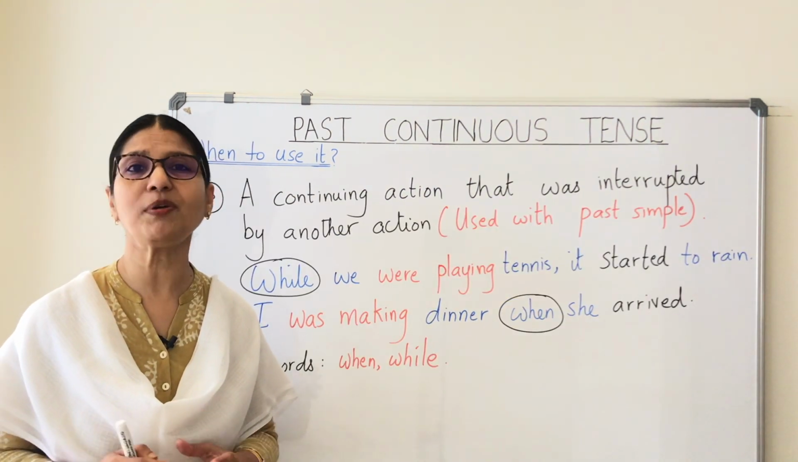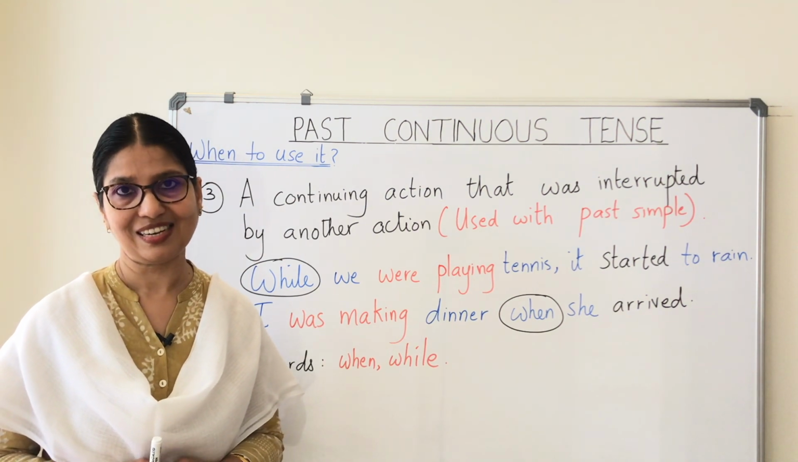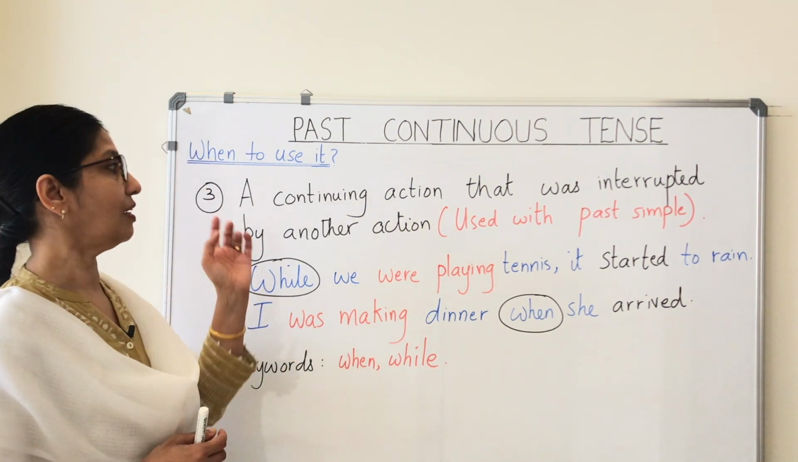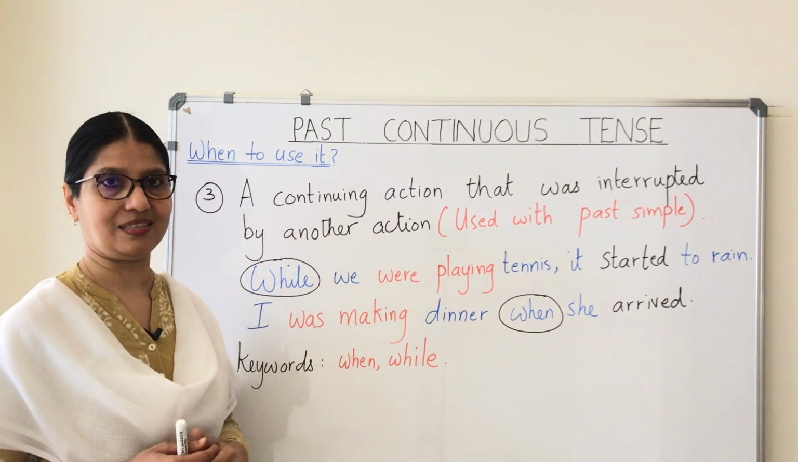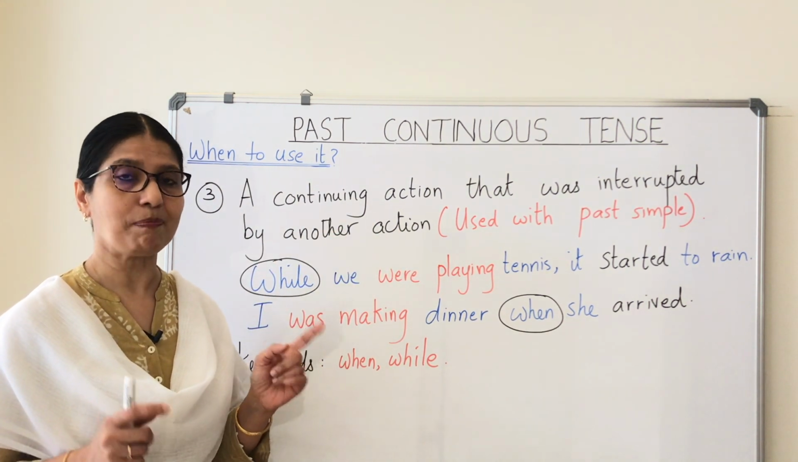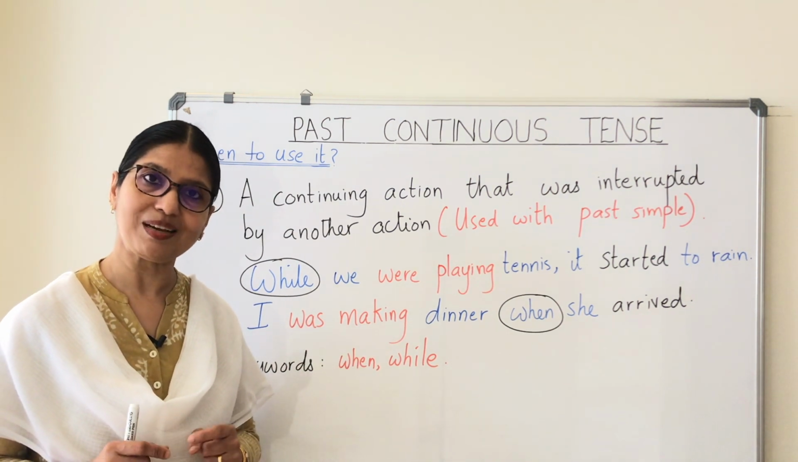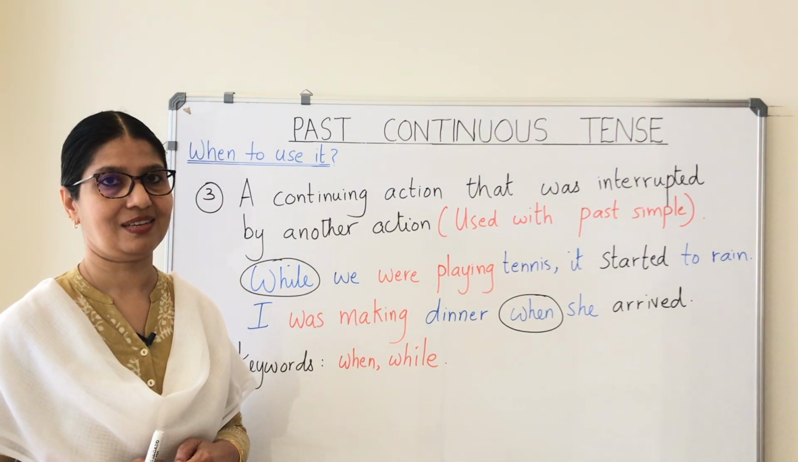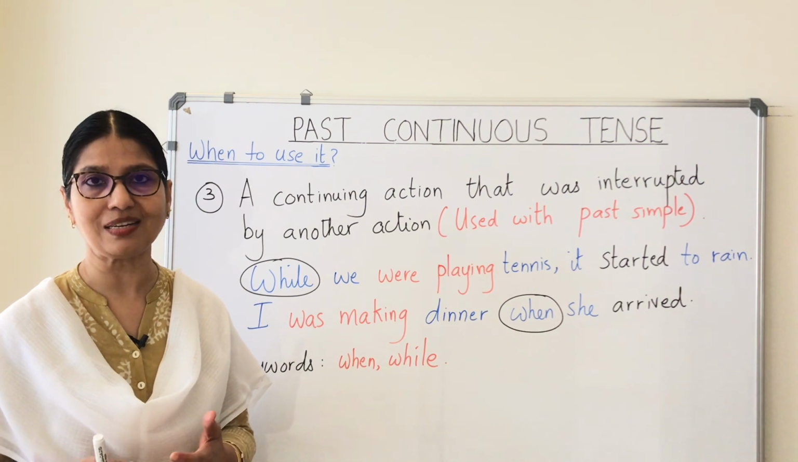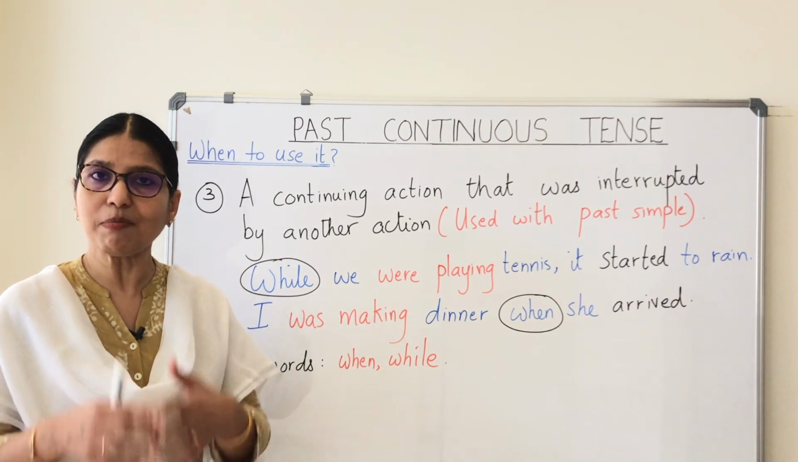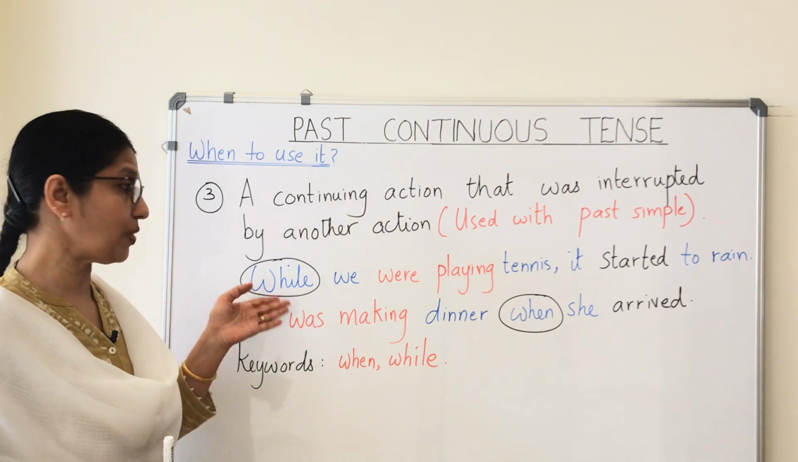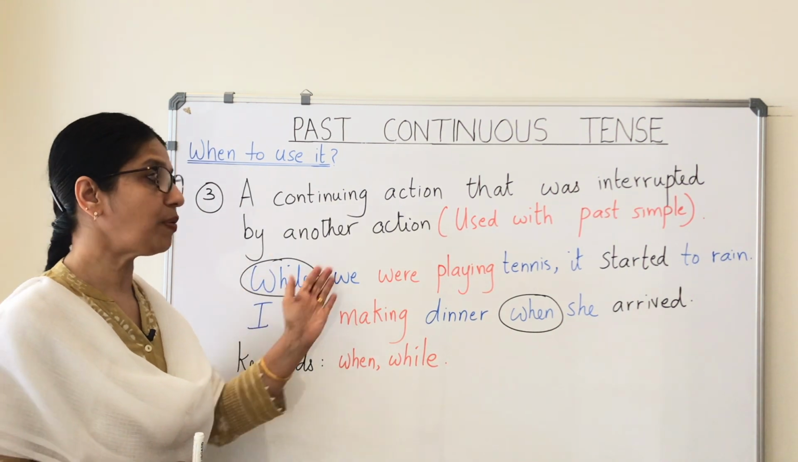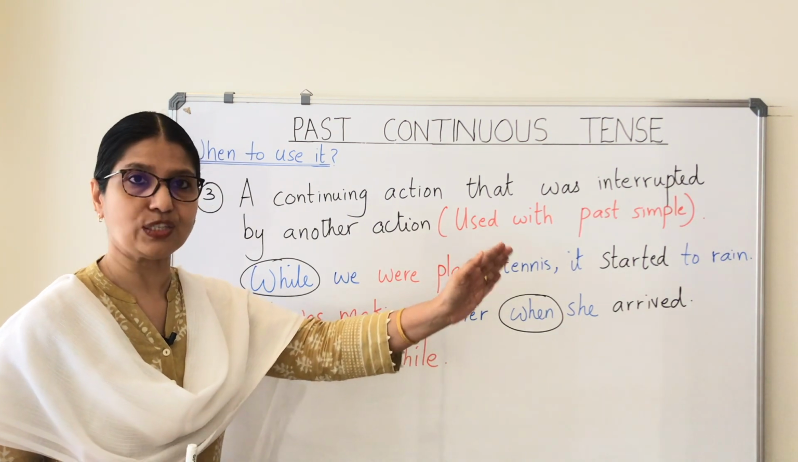Yet another common use of past continuous tense is to talk about a continuing action that was interrupted by another action. So in this case, the past continuous tense is used with past simple tense. When this pairing happens, it shows that something happened in the middle of something else happening. So let me give you these two examples. While we were playing tennis, it started to rain.